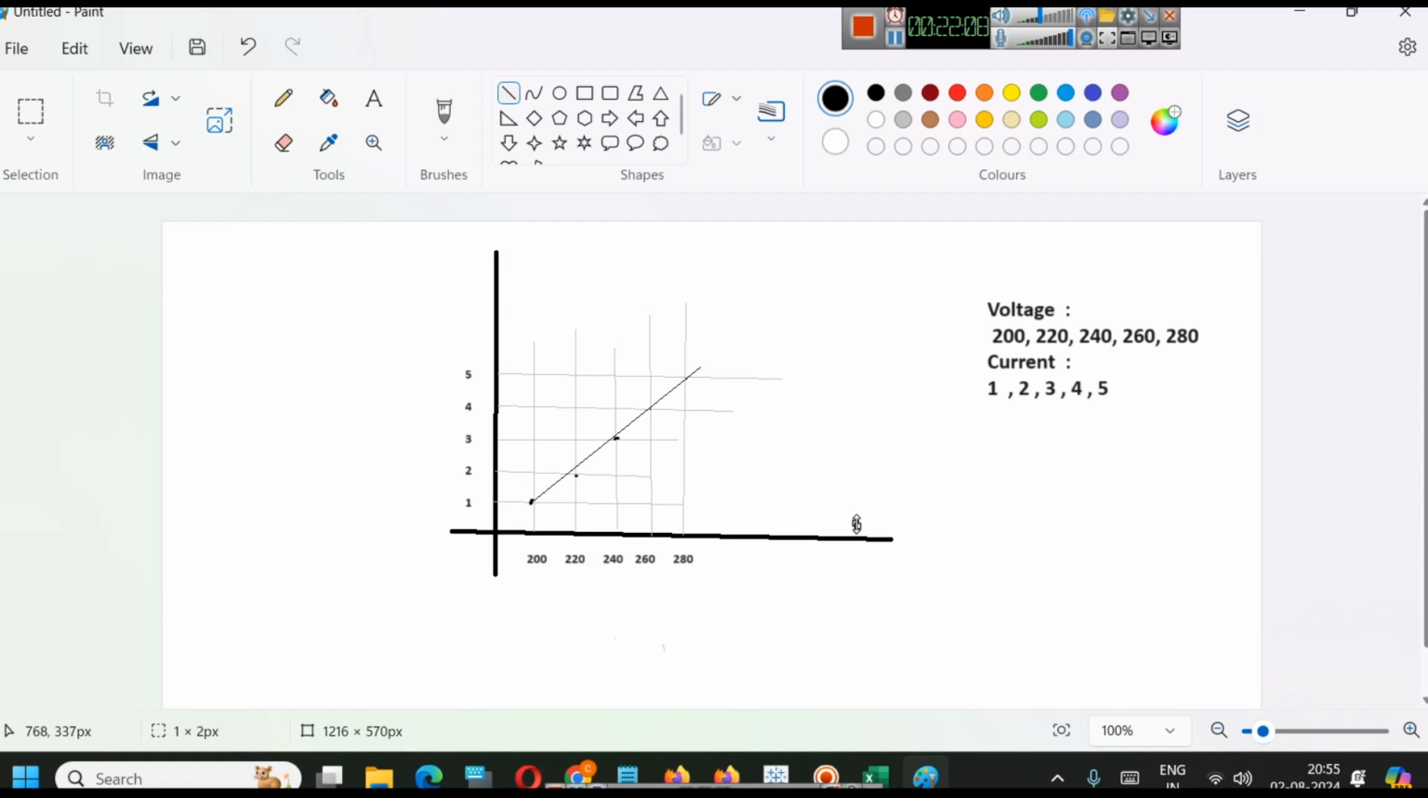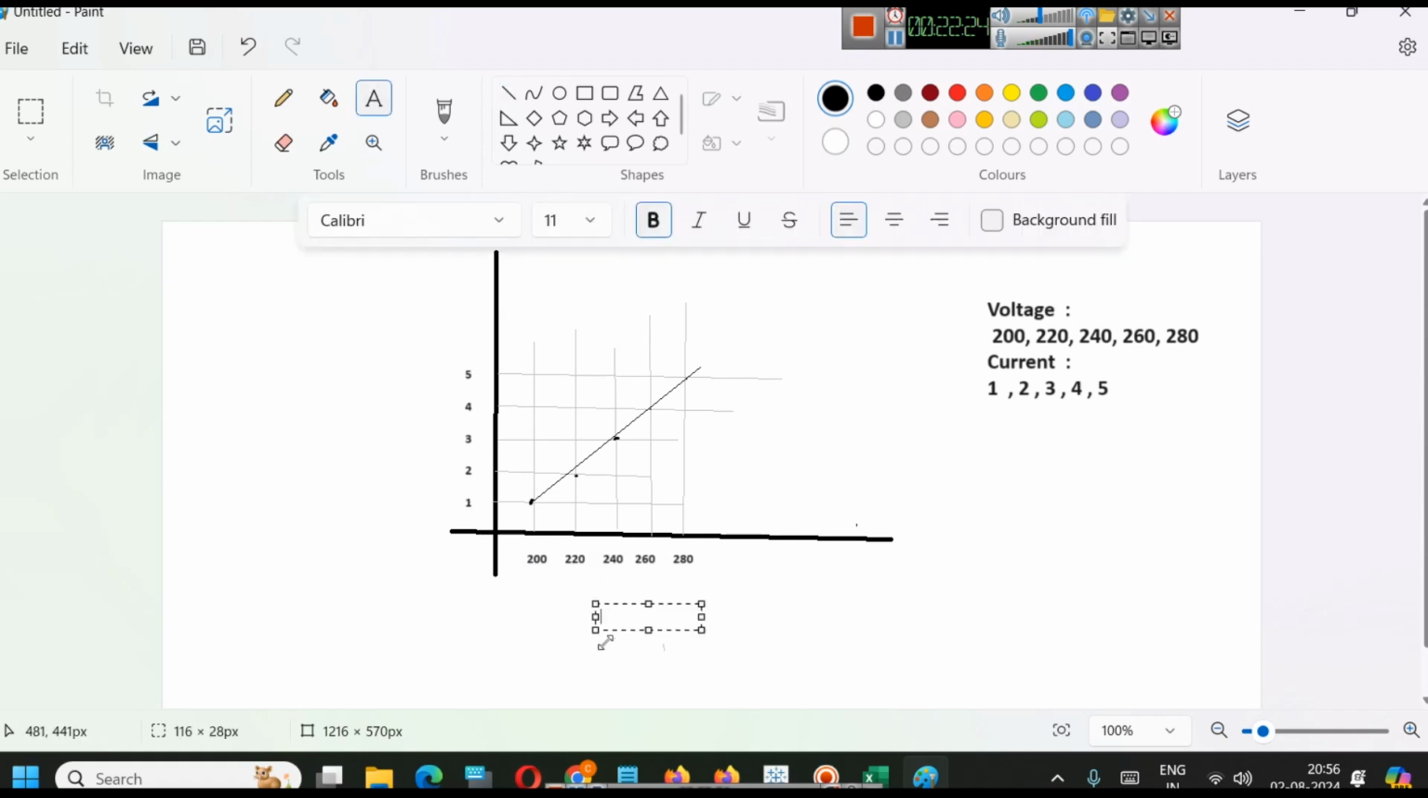Right? Why is it a straight line? Because it is increasing in proportion. So when you are increasing voltage, current is also getting increased.